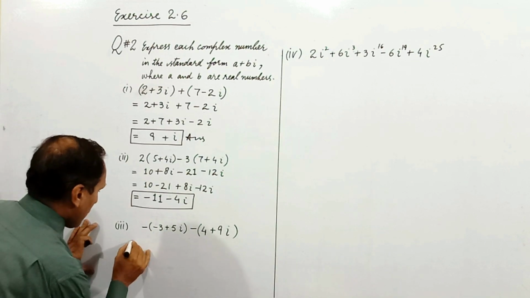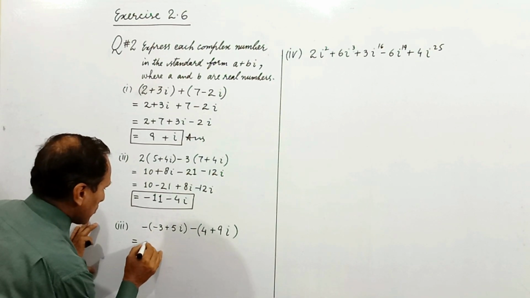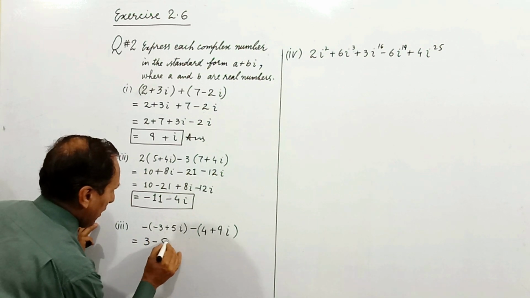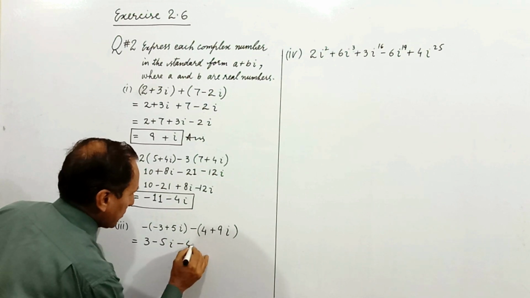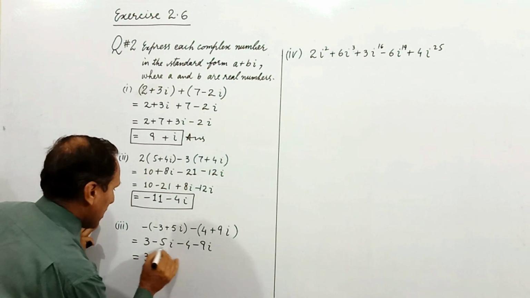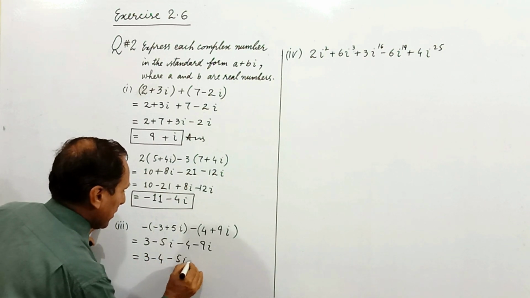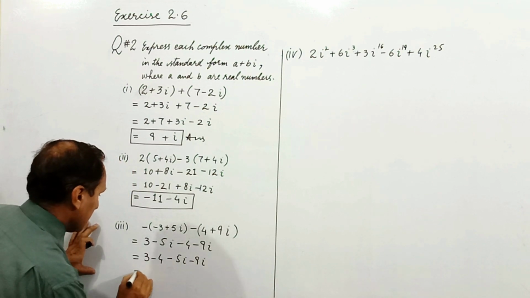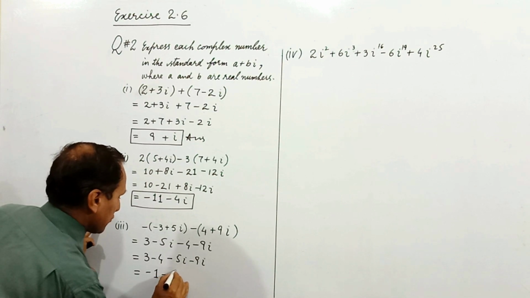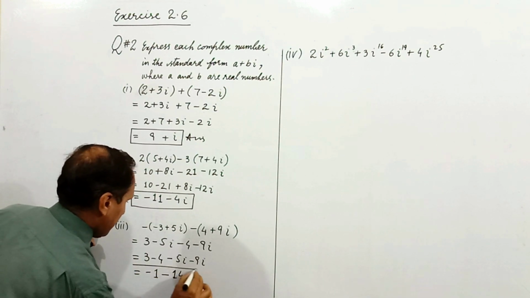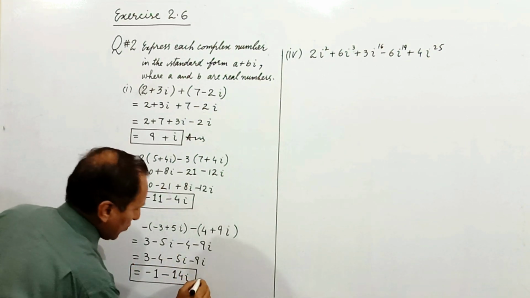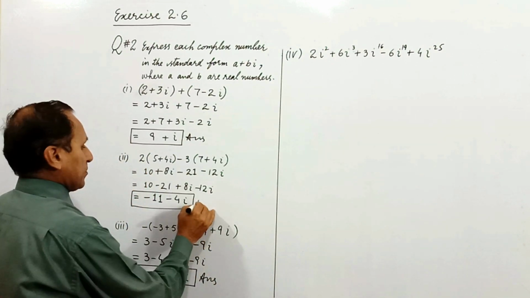In part 3, minus into minus is plus. There is no need to write plus for the first term, so we write only 3. Minus plus minus 5 iota, minus 4, minus plus minus 9 iota. Real parts are written together, 3 minus 4, as well as imaginary parts, minus 5 iota minus 9 iota. 3 minus 4 is equal to minus 1. Minus 5 minus 9 is equal to minus 14 iota. This is the simplified answer of part 3 in the form a plus b iota.